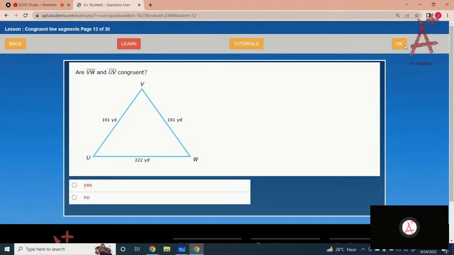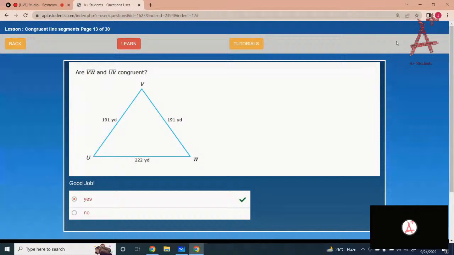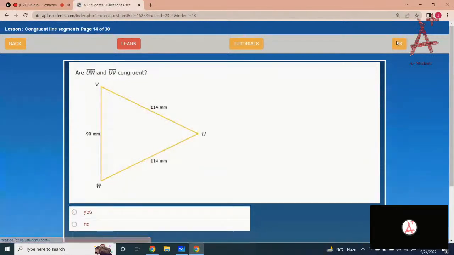Are VW and UV congruent? VW is 191 and UV is 191. Yes, they are congruent. Got it? Okay, the next one: are UV and UW congruent? UV is 114 and UV is 114. Yes, they are congruent.